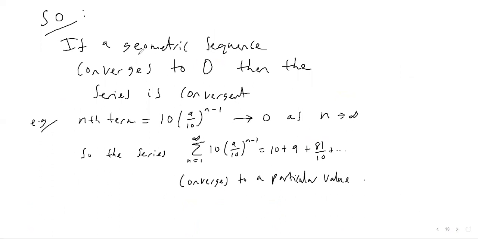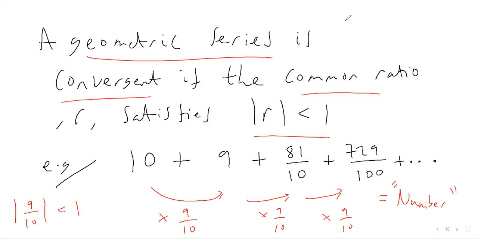Yeah, so for example, the key thing to realize is that if a geometric sequence converges to 0, then the series is convergent. Now, this is not always true for every sequence, but this is true for geometric sequences. So if you have a geometric sequence that converges to 0, for example, the sequence 10, 9, 81 over 10, 729 over 100 will eventually converge to 0.